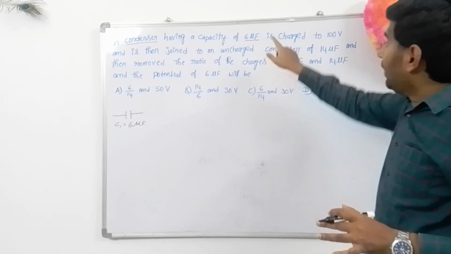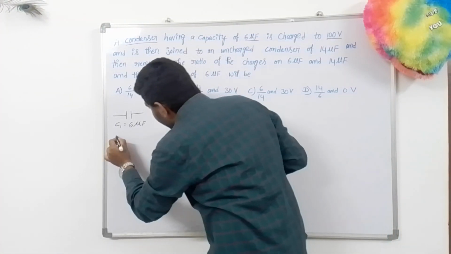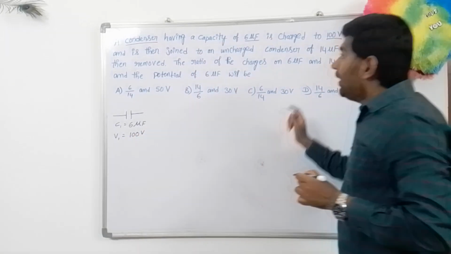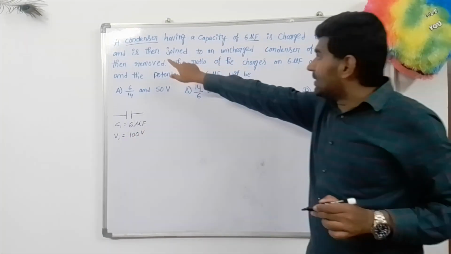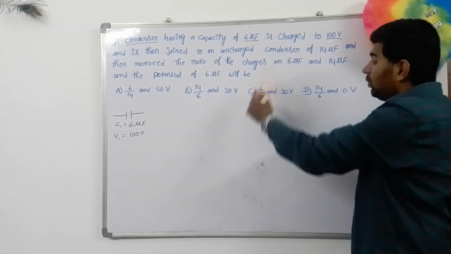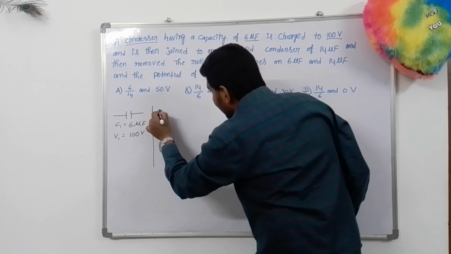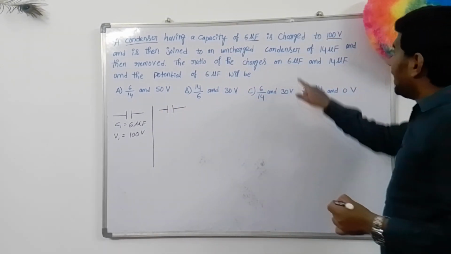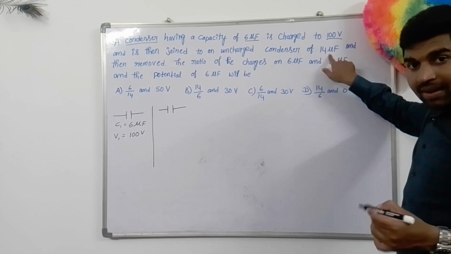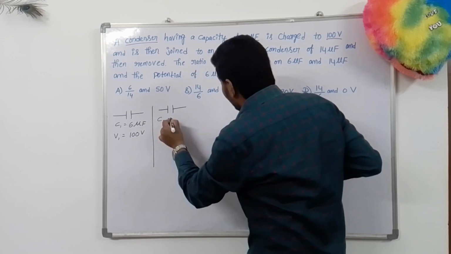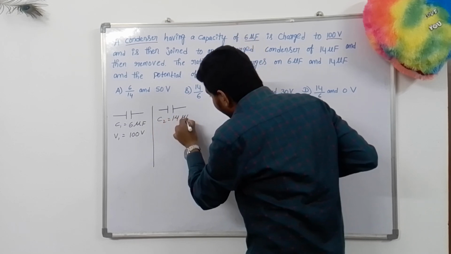It charged to 100 volt. We can write, let us assume that is V1. V1 is equal to 100 volts and is then joined to an uncharged condenser. It will join to another condenser. I will take one more capacitor here because condenser and capacitor both are same. Another condenser. This condenser capacity, how much given? C2. Let us assume C2 is equal to 14 microfarads.